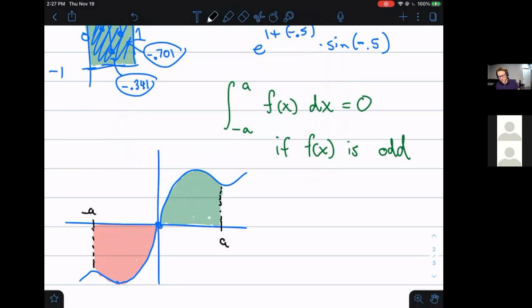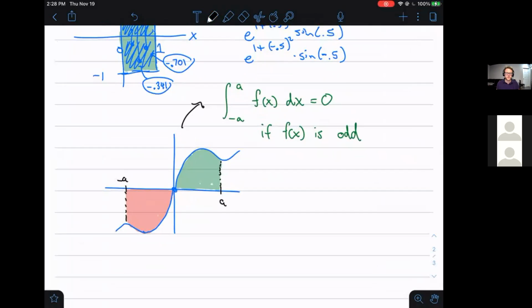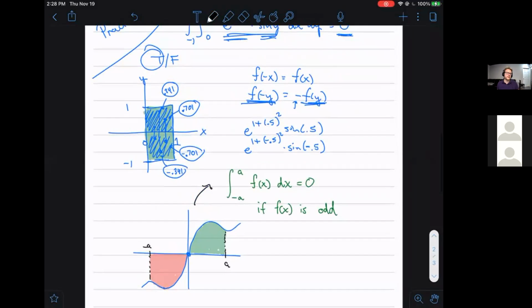So this is essentially what we're using here. In this case, this was a true-false question from the book. So this is where this came from. So this is a nice property about odd functions here. Because there's a lot of symmetry in the y direction and y gives you an odd function, that's why this all works out.